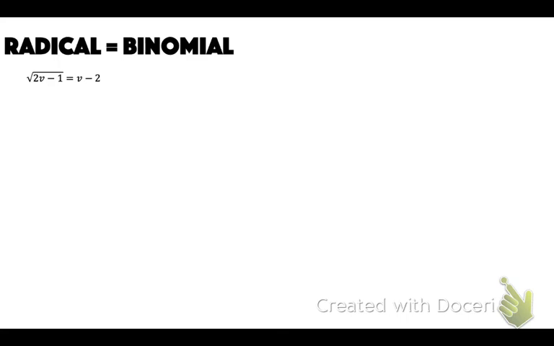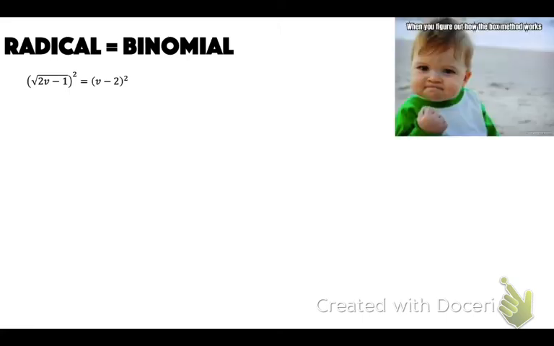Now, what if we have a radical equals a binomial? Well, we're going to start it the same way. We're just going to start by squaring both sides. So we have the square root of 2v minus 1 equals v minus 2. So if we square both sides, the left side is pretty easy, but the right side, we either have to use distribution or the box, because this becomes v minus 2 times v minus 2.